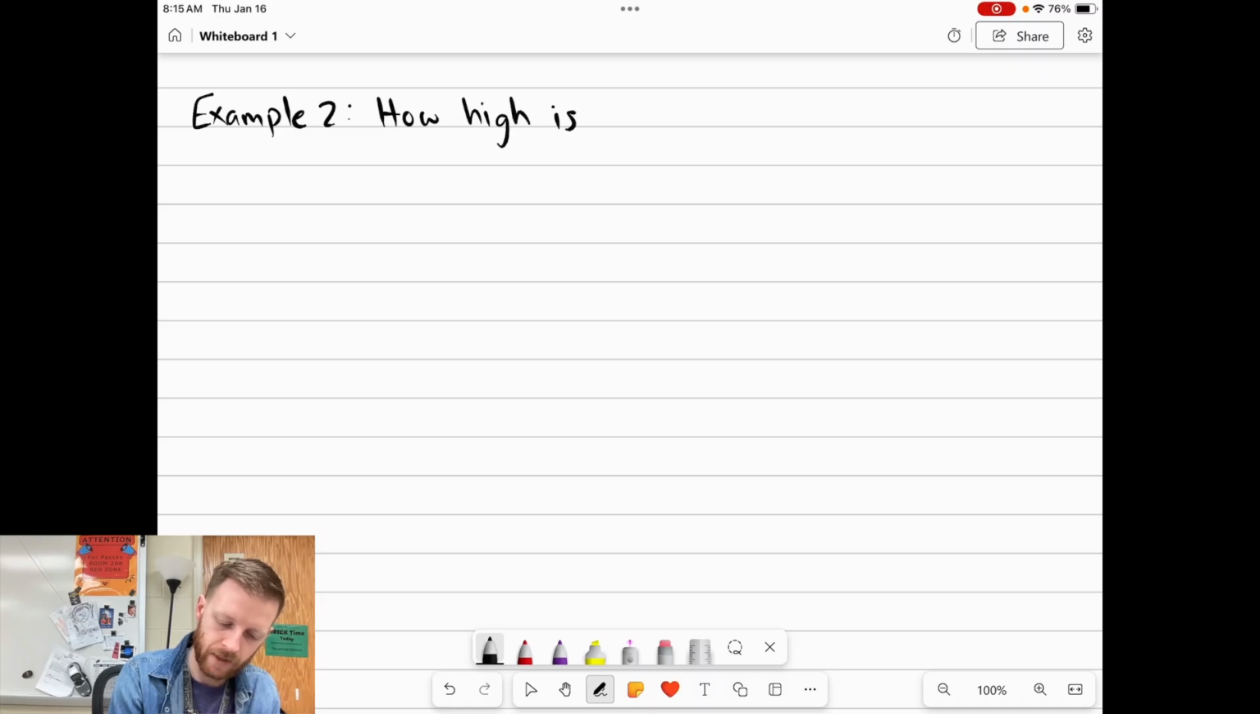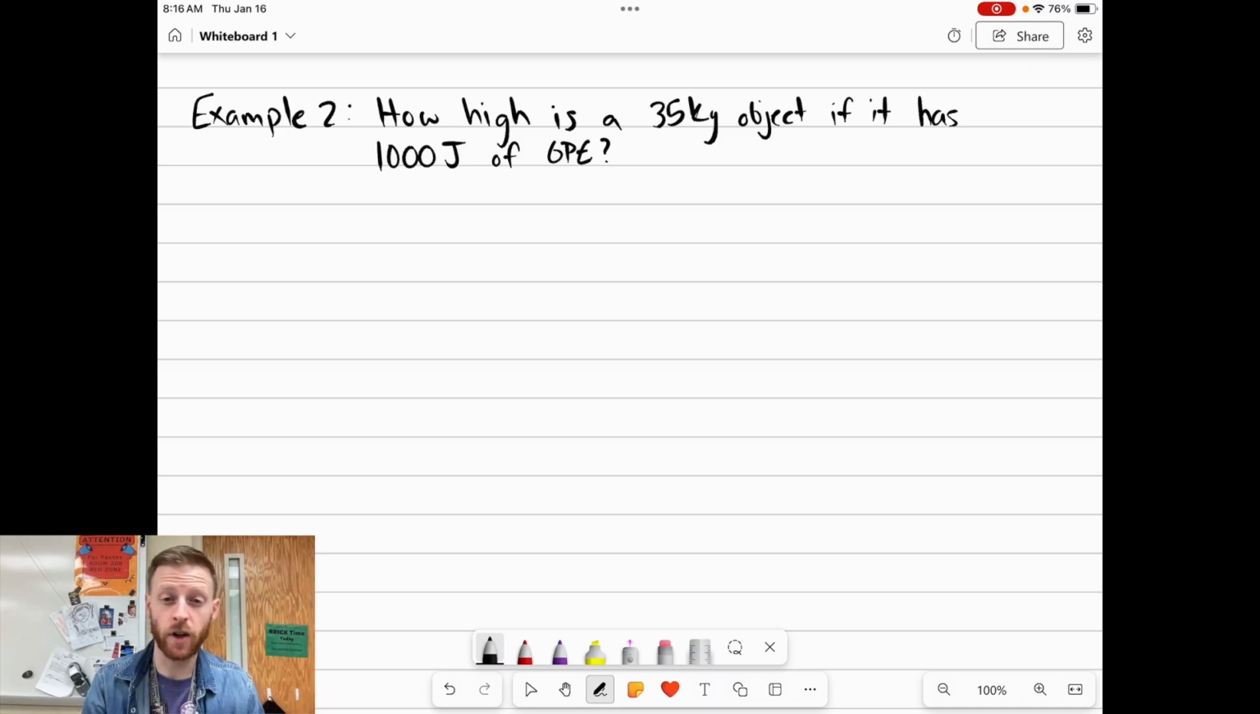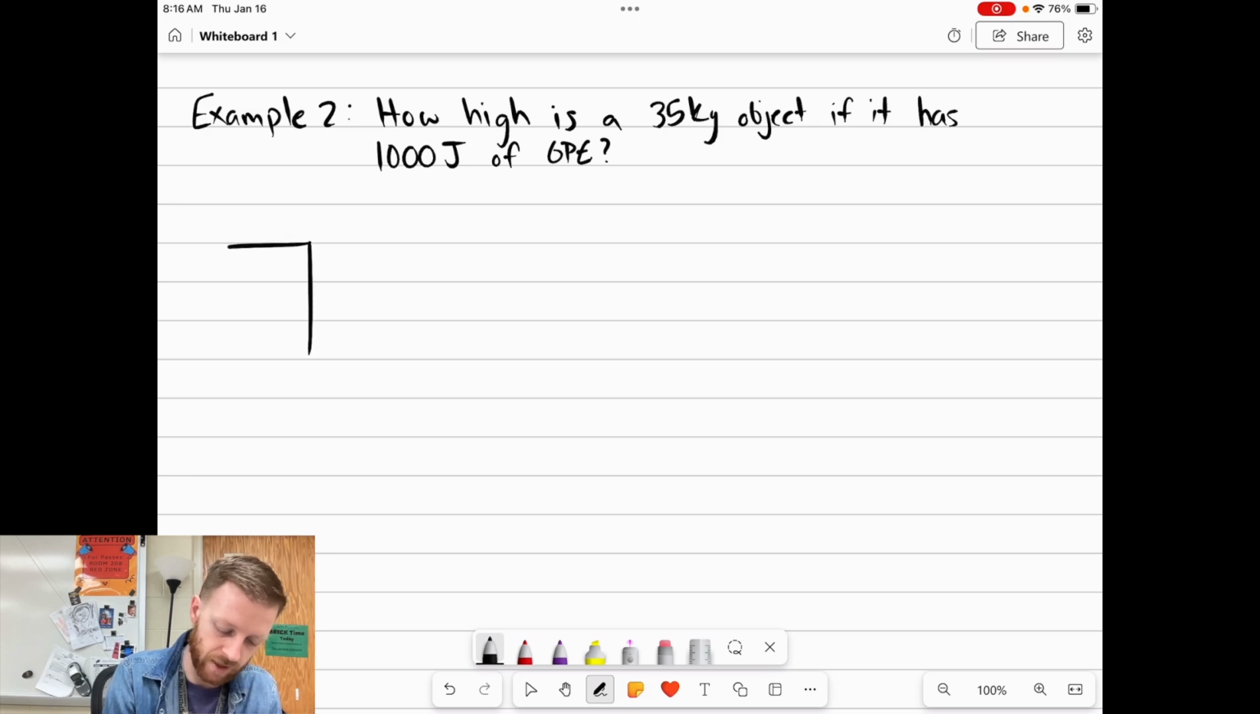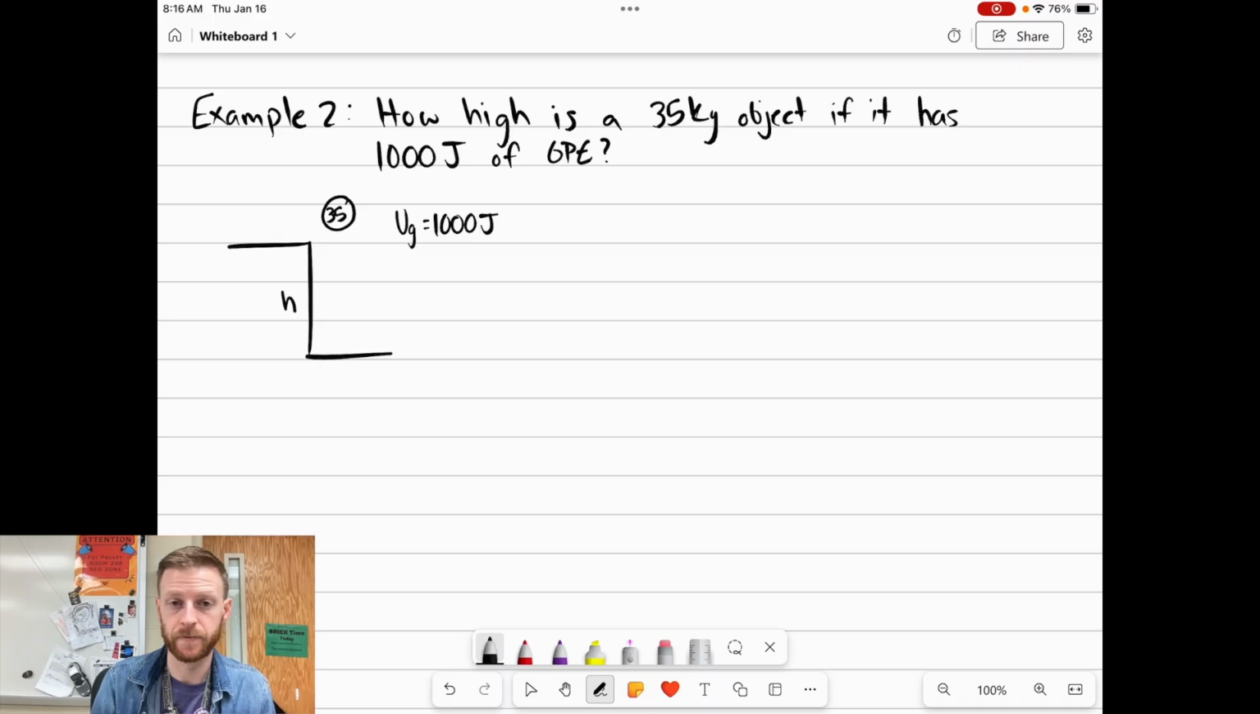How high is a 35 kilogram object if it has 1,000 joules of GPE? Go ahead and try to draw yourself a picture of what might be going on. I'll draw one to the side as well. A lot of these are just going to look like little cliffs. So I'll have a 35 kilogram object. I don't know the height, but I do know that its U_G is equal to 1,000 joules.